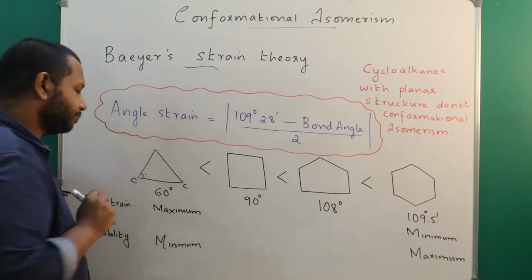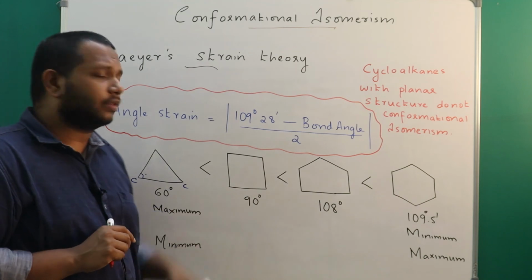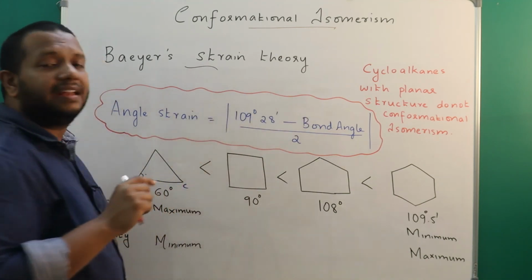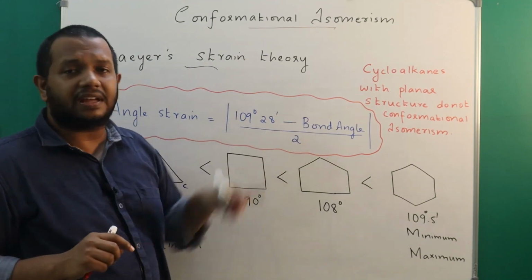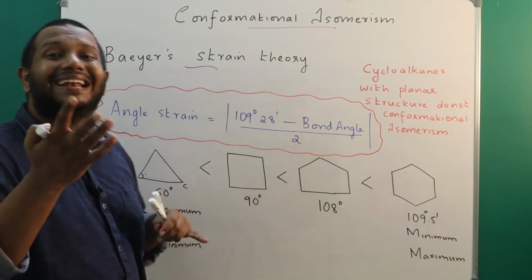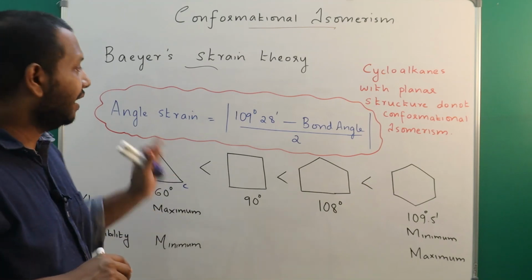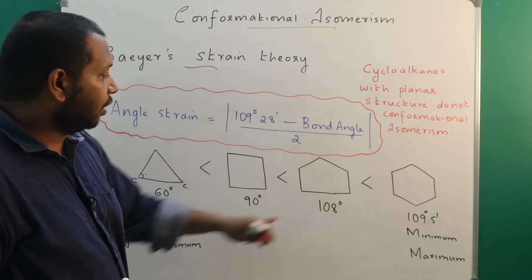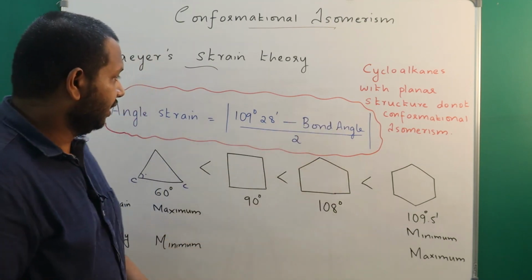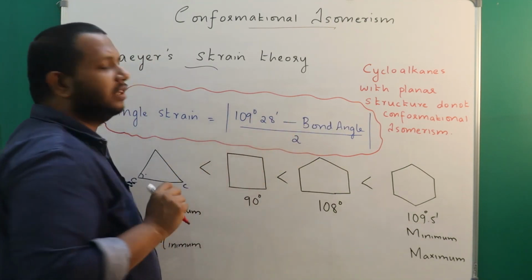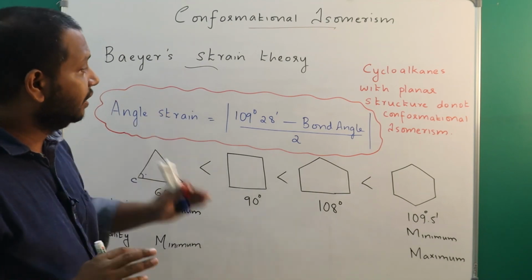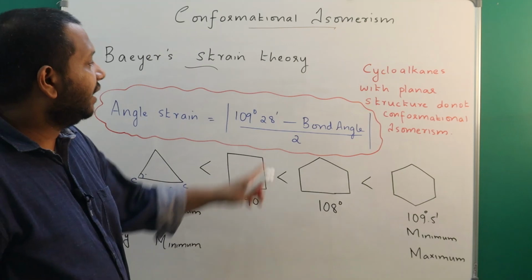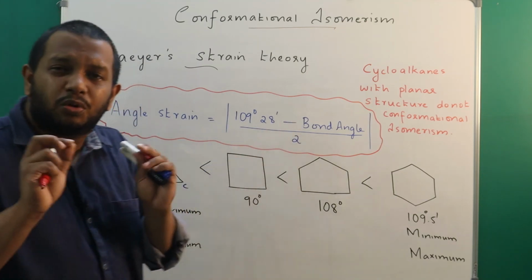That is 25 degrees as the angle strain here. Correct? Now let's go to cyclobutane. Again the bond angle has increased. So 110 minus 90, that is 20 degrees, divided by 2, so 10 degrees is the angle strain. Angle strain is decreasing. Now when we go to cyclopentane, you can see 108 degrees. Substituting 108 degrees here, 1 degree by 2, that is 0.5 degrees is the angle strain. It has decreased further. And if I go to cyclohexane, the angle strain is almost negligible.